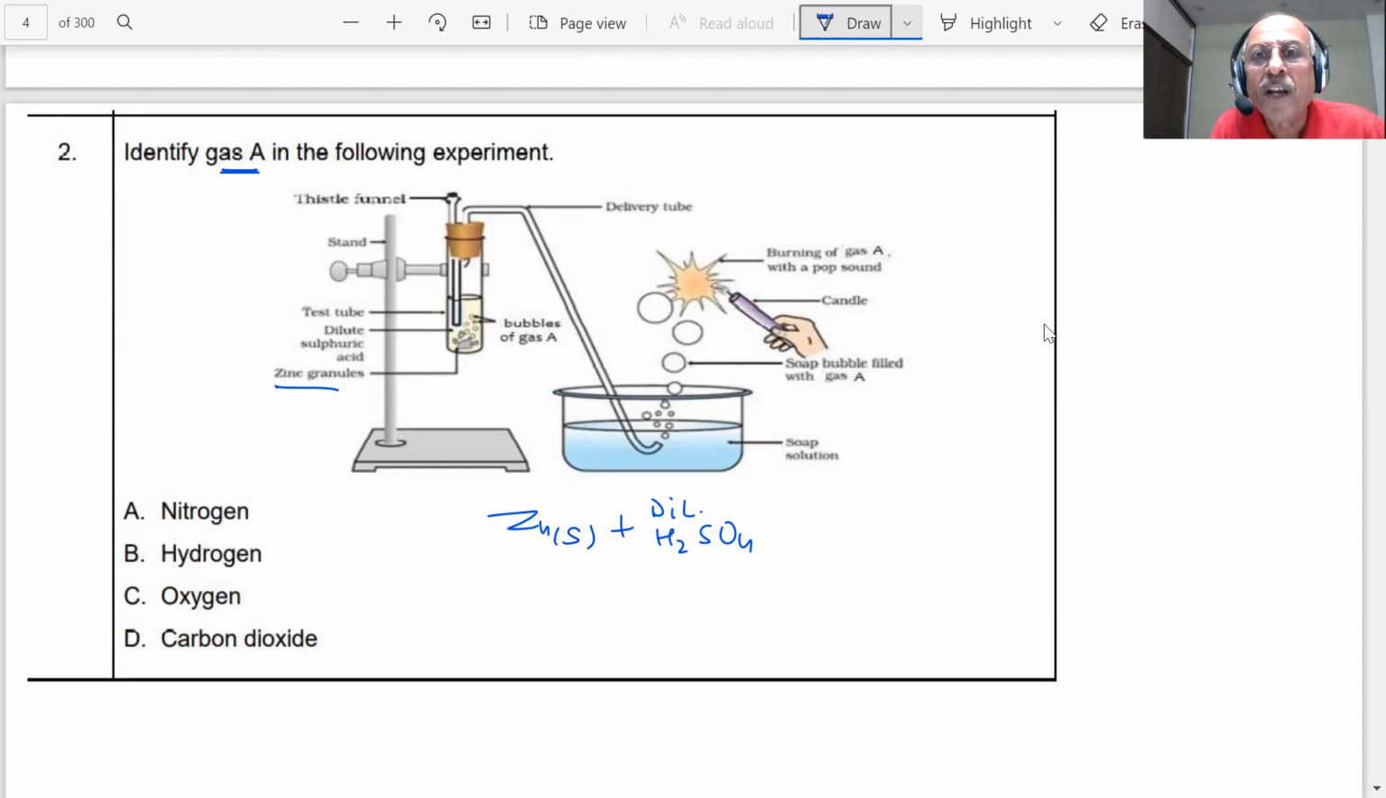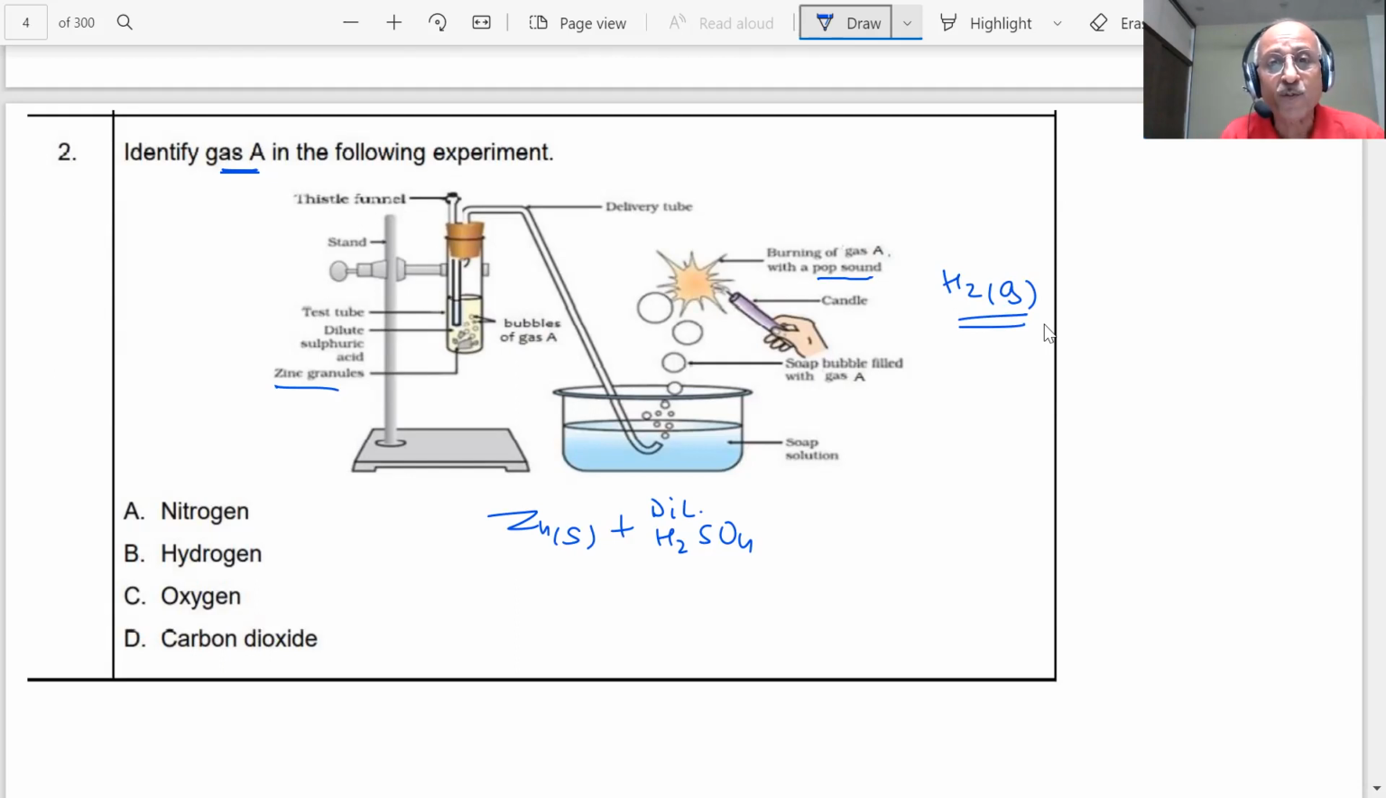And as you can see, the gas burns with a pop sound, student. This is a candle, so that means it is very clear. This is hydrogen gas, student. You already know the properties of hydrogen gas. It burns with a pop sound.